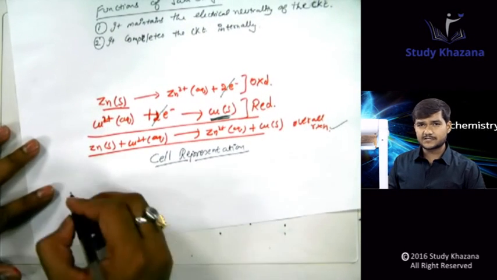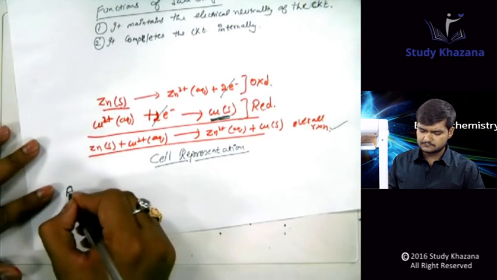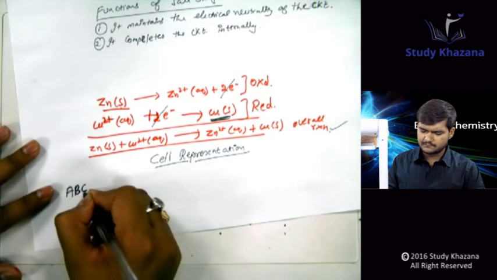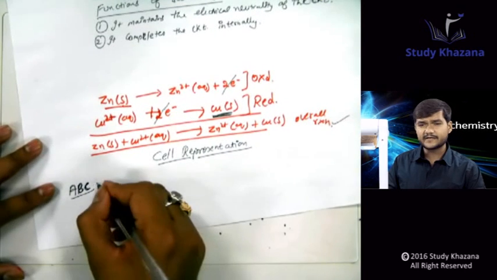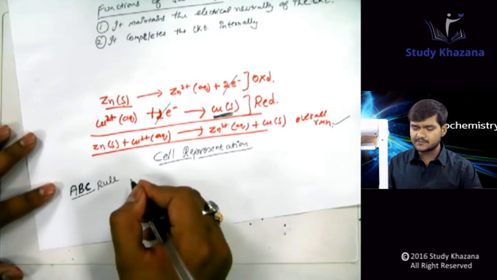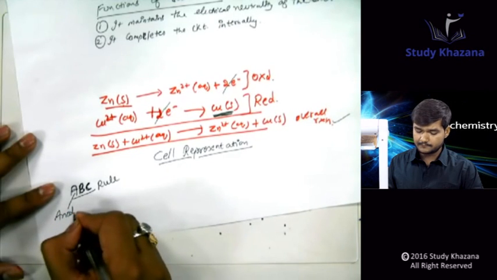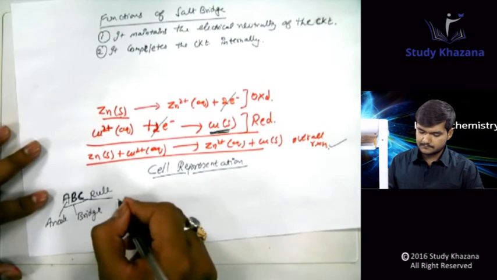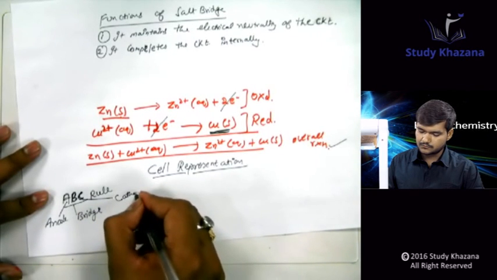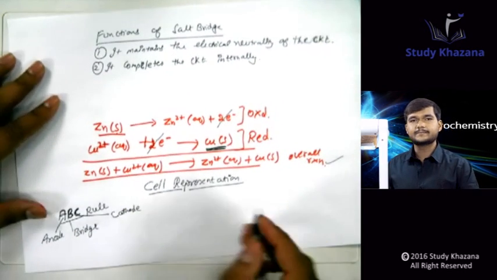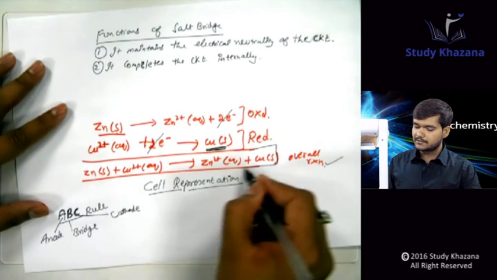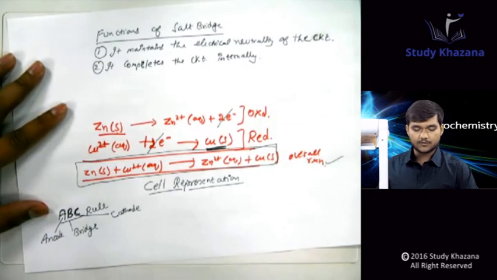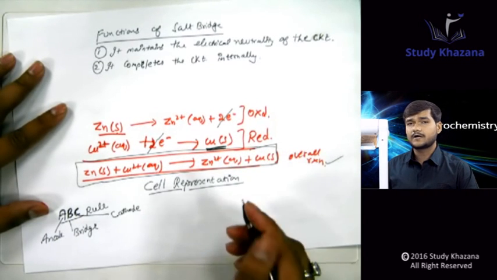Now for cell representation also I have created, you can say, a rule. As such, it is not a rule, but I have created it for easy remembrance. ABC rule. Now what is the ABC rule? A is anode, B represents bridge, and C represents cathode. So ABC.